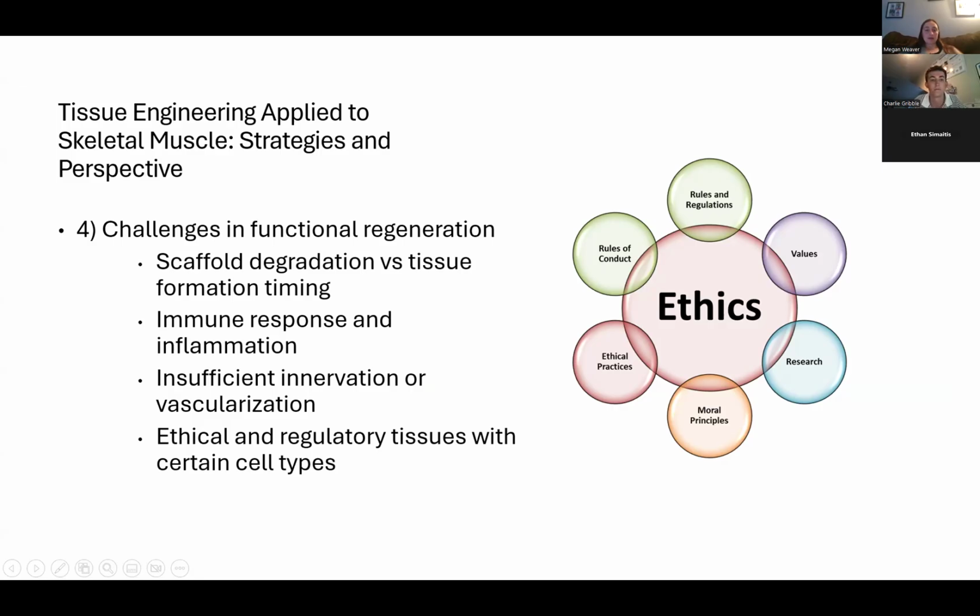Third, insufficient vascularization or integration often limits function in engineered tissues, especially in muscle, nerve, or complex organs that heavily rely on these networks. Lastly, ethical and regulatory issues arise with certain cell types, such as embryonic stem cells or genetically modified cells, posing barriers to clinical translation.